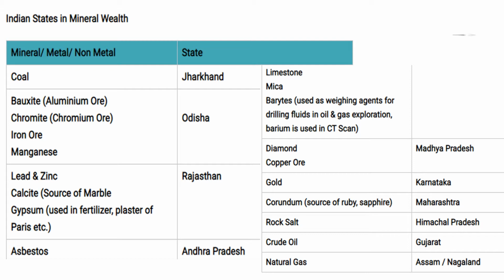Asbestos, state is Andhra Pradesh. Limestone, mica, state is Andhra Pradesh. Diamond, copper ore, state is Madhya Pradesh. Gold, state is Karnataka. Corundum, source of ruby and sapphire, state is Maharashtra. Rock salt, state is Himachal Pradesh. Crude oil, state is Gujarat. Natural gas, state is Assam and Nagaland.